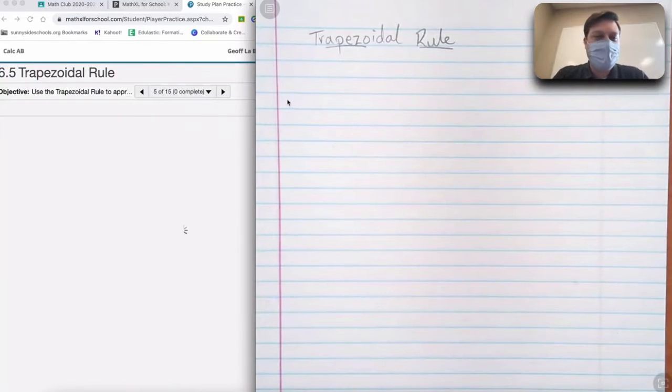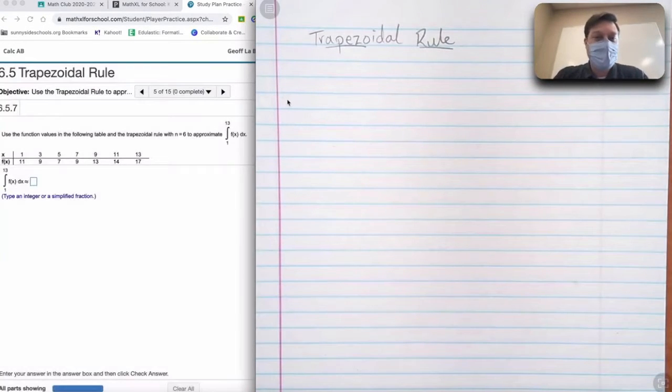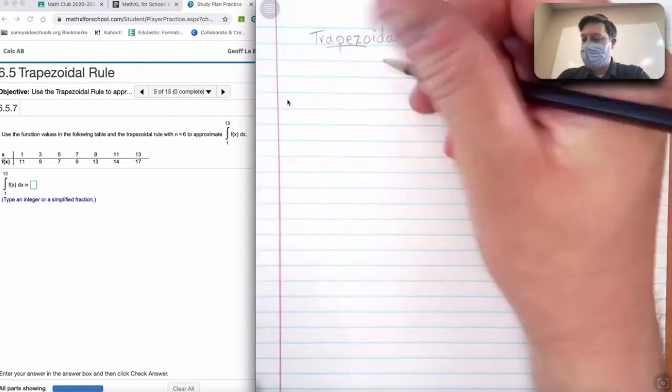Hey guys, let's check it out. This is the trapezoidal rule, and we've got a question from our textbook. This is actually the online version of one of our books, and it's the green book if you want to know more about it.